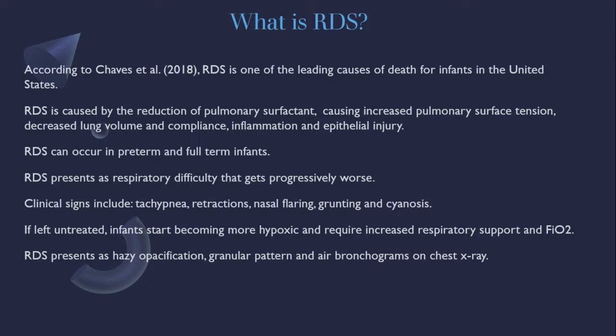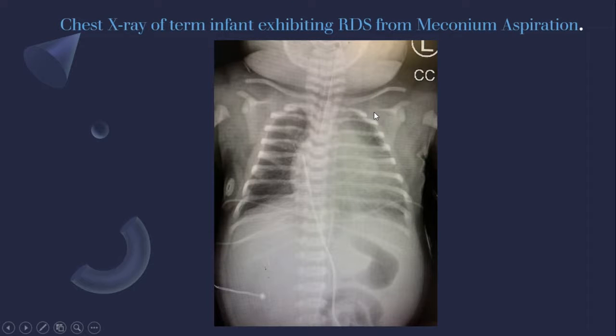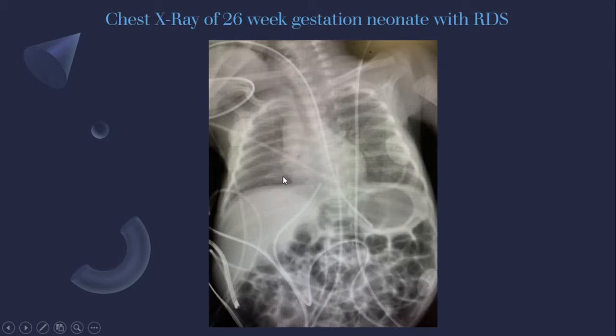So what you're looking for on your chest x-rays is like a hazy opacification or a grainy pattern, and then possibly some air bronchograms or little pockets of air. So this is a chest x-ray of a term infant exhibiting RDS from meconium aspiration. You can see that ground glass or grainy appearance, and then you can see some of those little pockets of air, or those air bronchograms. This is a 26-week gestation neonate with RDS. Again, you can see that really hazy, grainy appearance.